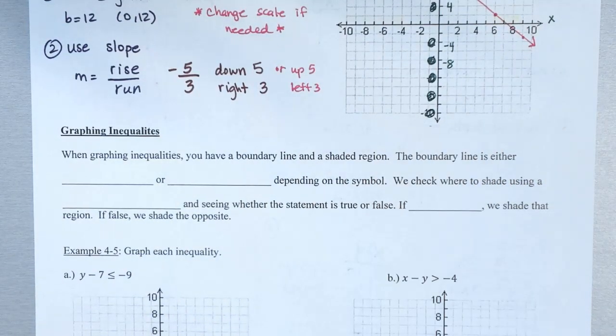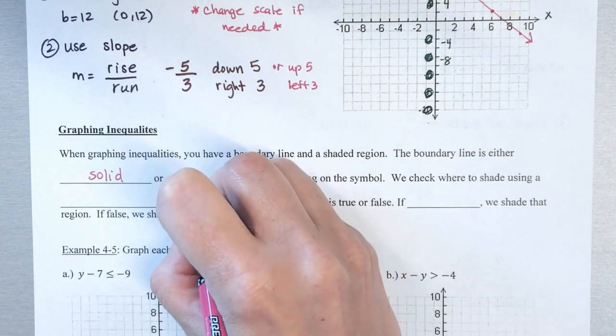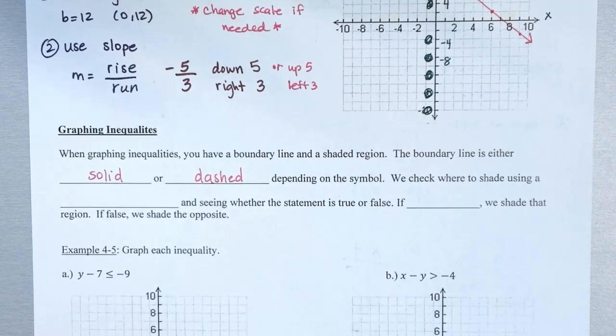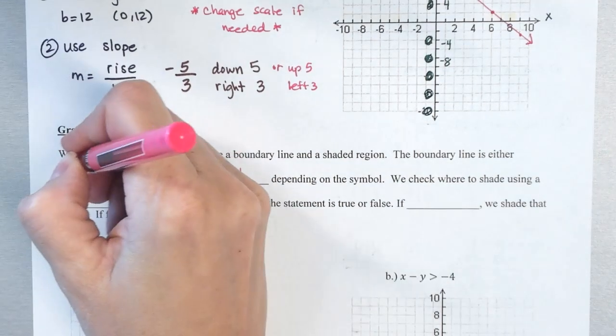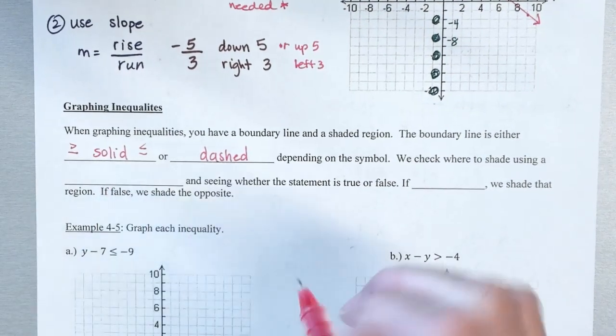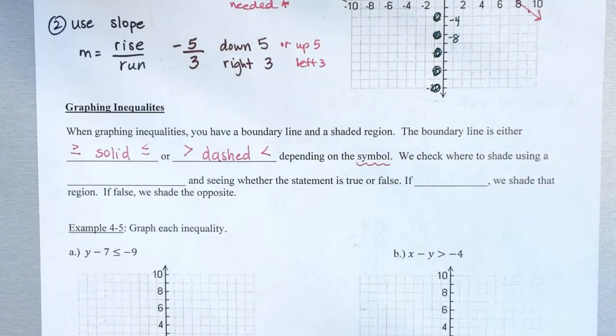And then your boundary line can either be solid or dashed. Do you guys remember how to determine if it's solid or dashed? Yeah, if you have the equal to, it's solid, so it can be greater than or equal to or less than or equal to. It'll be dashed if it's greater than or less than. So it's always dependent on that symbol. Okay, now, do you guys remember how you can check where to shade?